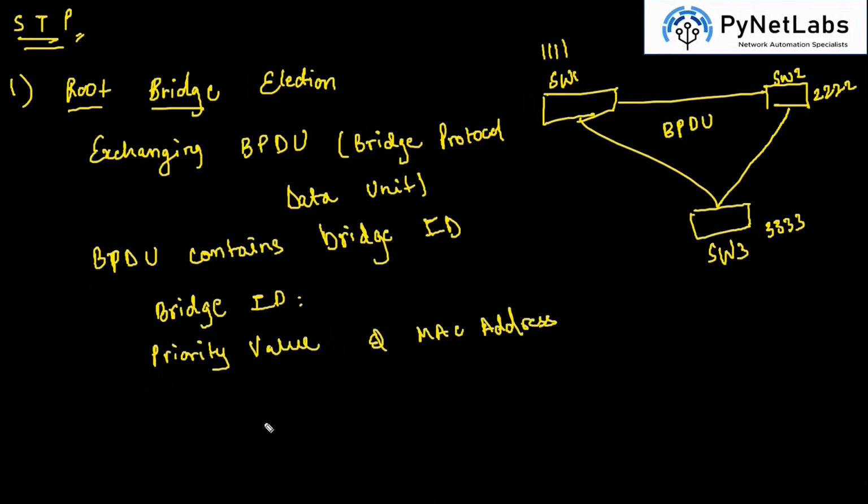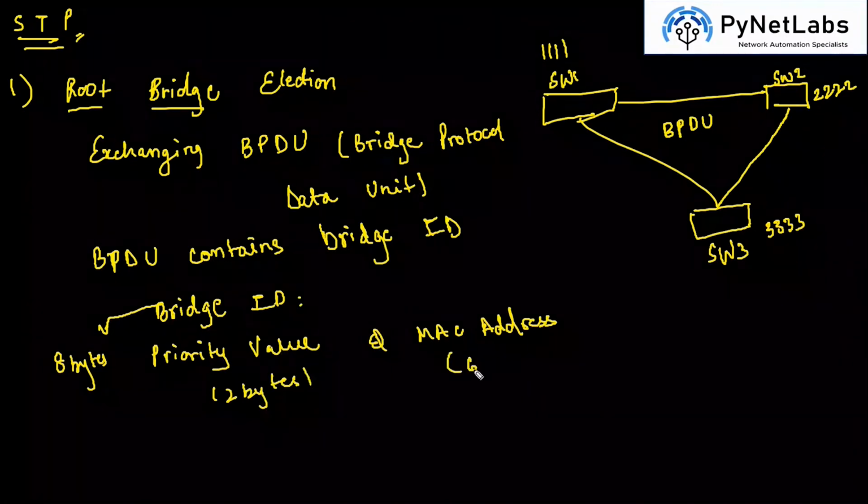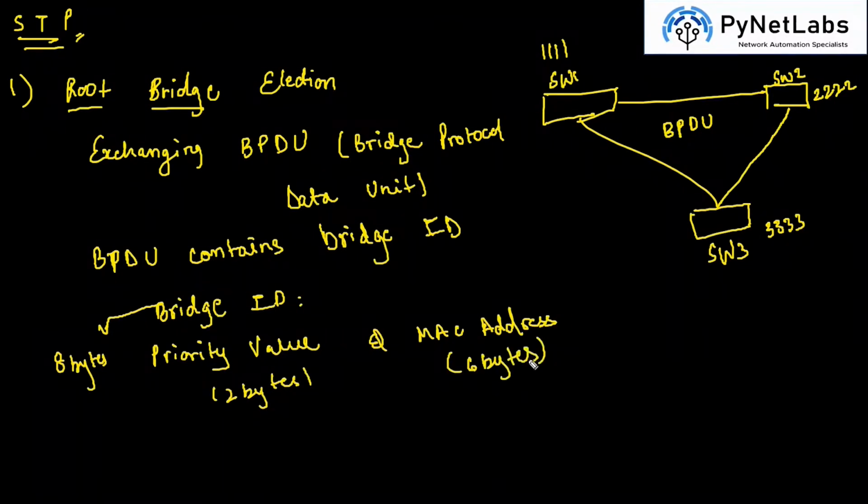And the whole bridge ID is 8 bytes, out of which the priority value is 2 bytes and the MAC address is 6 bytes. Also, these BPDUs are exchanged every 2 seconds among these switches.